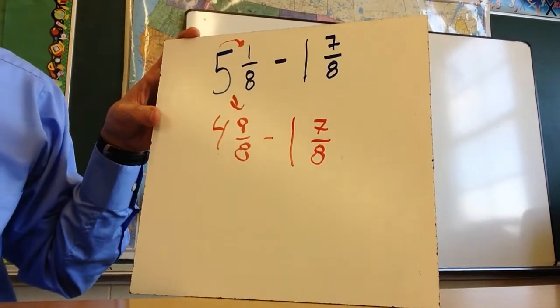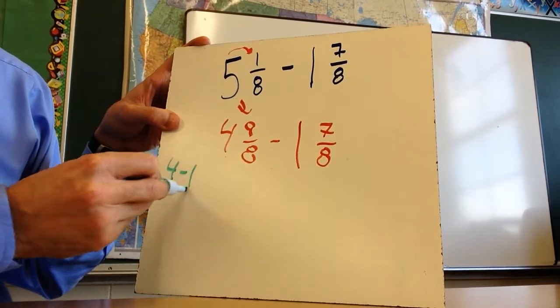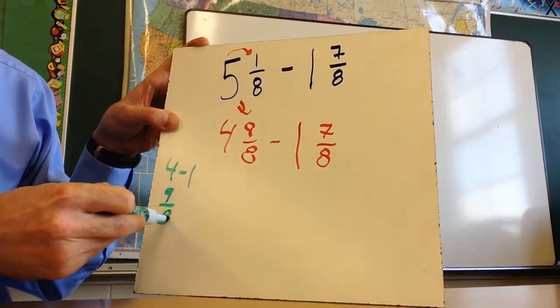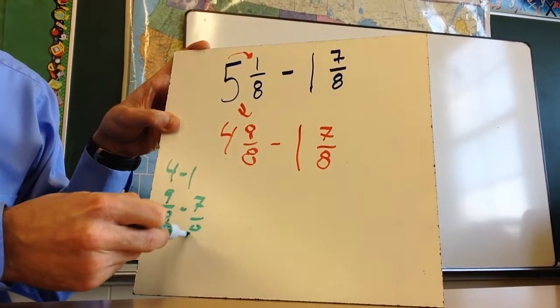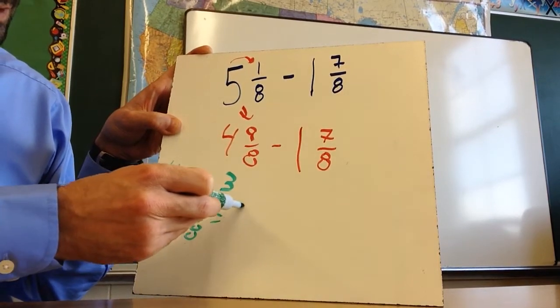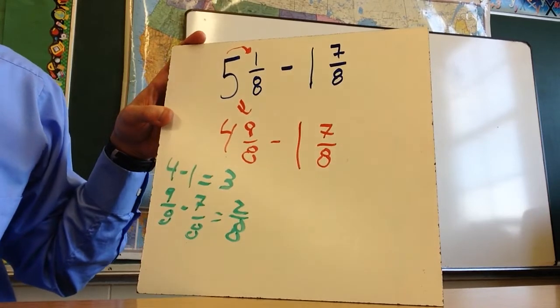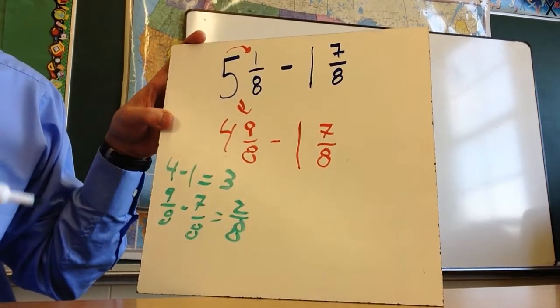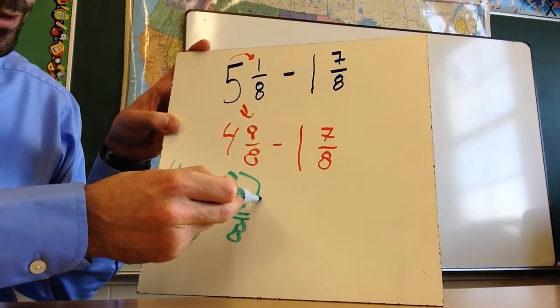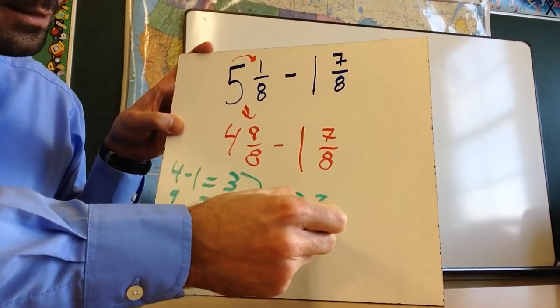Now I can do my trick where I'm going to say 4 minus 1, and I'm going to say 9/8 minus 7/8. And so this becomes 3, and this becomes 2/8. Now, this is where a lot of people are confused. What they do now is they subtract these two, which is not what I got to do. I got to actually put these two together. So this becomes 3 and 2/8.